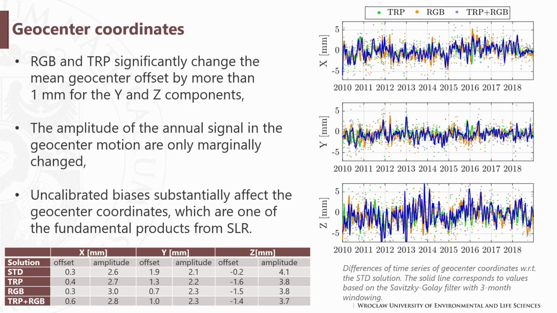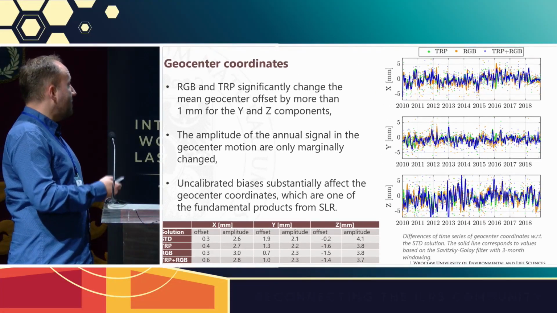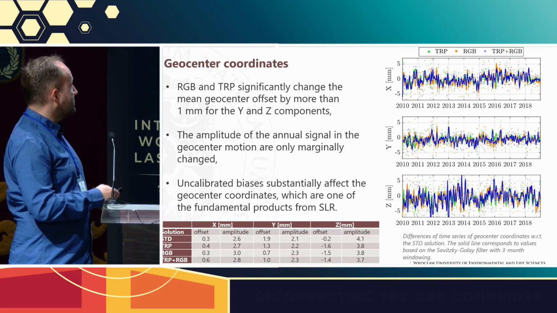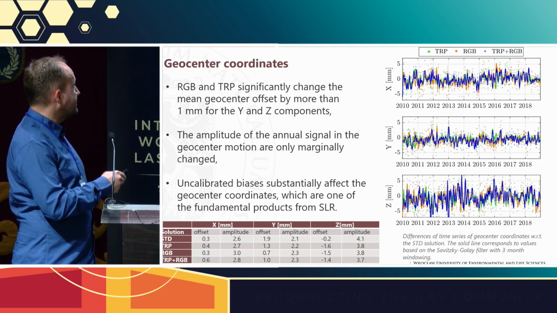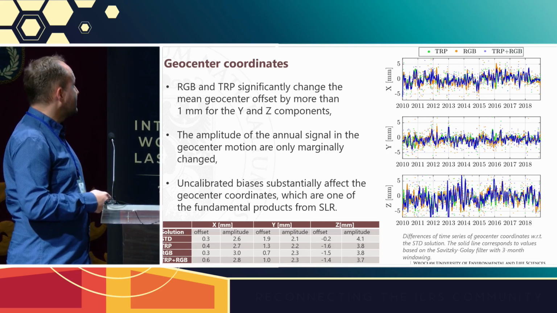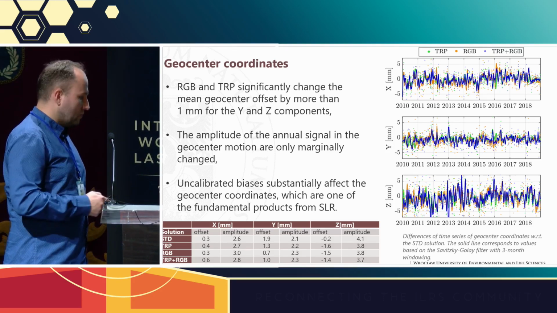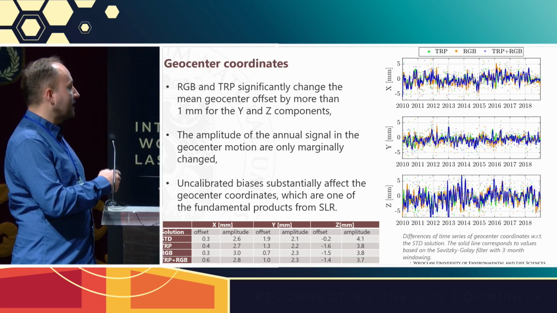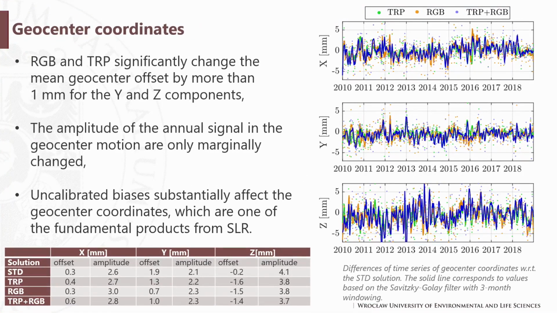The estimation of tropospheric biases also has an impact on the geocenter coordinates. By considering tropospheric biases, we can change the Y and Z components by about 1 millimeter, and we observe also some seasonal signals. One has to keep in mind that this is the basic product from SLR, and the ITRF relies on the SLR-based geocenter coordinates, SLR-based origin. So we want to avoid any biases in the geocenter estimates.